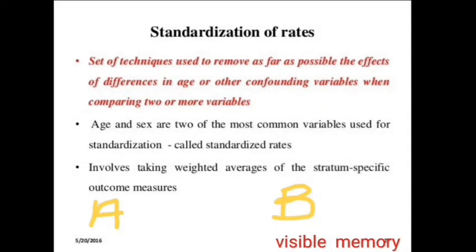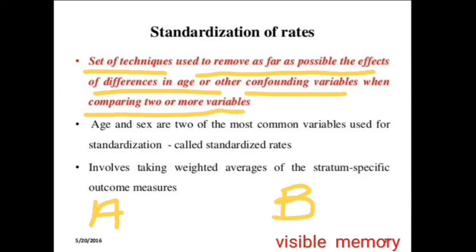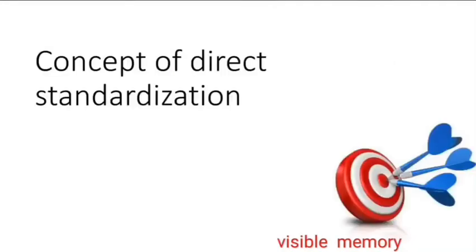So standardization is a set of techniques used to remove, as far as possible, the effect of differences in age or other confounding variables when comparing two or more populations. They may be age and sex, the two most common variables used for standardization. Standardization has two methods: direct standardization and indirect standardization.